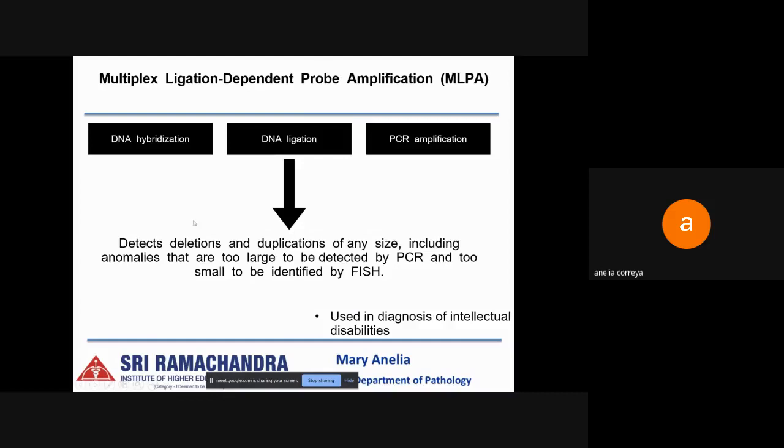The next test which is done is multiplex ligation dependent probe amplification. This test commonly employs DNA hybridization, DNA ligation, and PCR amplification. It helps to detect minor deletions and duplications which are too small to be detected by FISH and too large to be detected by PCR. It is commonly used only in intellectual disability disorders.